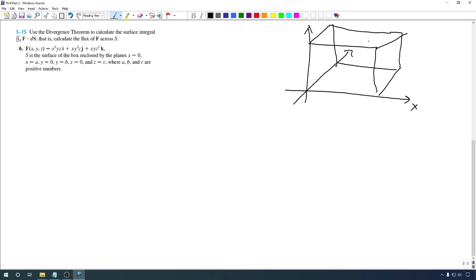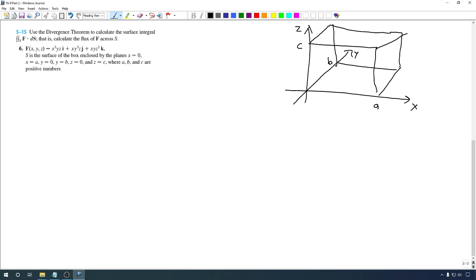We're just looking at the boundary of this box. We go down to the origin, and we go out to A on the x-axis, B on the y-axis, and C on the z-axis. Now, integrating over this box would be kind of annoying, because we have 6 different faces.